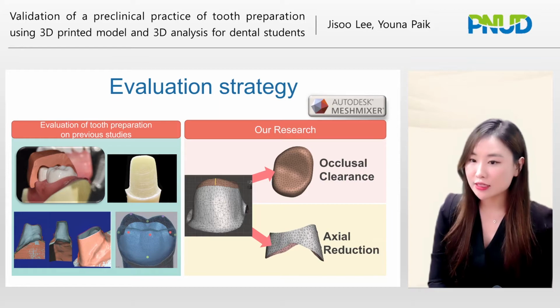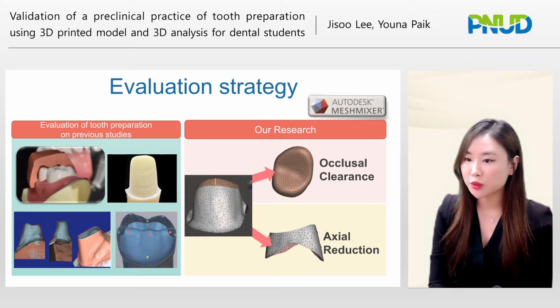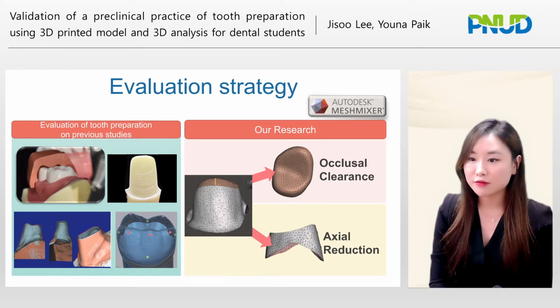In previous studies, the evaluation of tooth preparation was conducted by using photos, an index, sectional views, or specific points of 3D surfaces. And sometimes, it was not sufficient to evaluate the overall preparation with only certain sections or points. So, in our study, we utilized thousands of points from each test. The scanned data was handled and divided into occlusal and axial surfaces using Meshmixer.